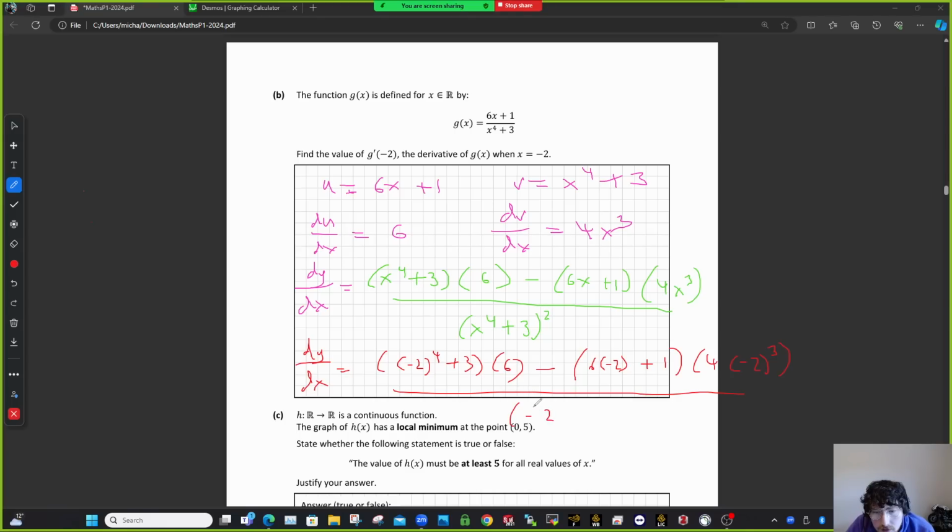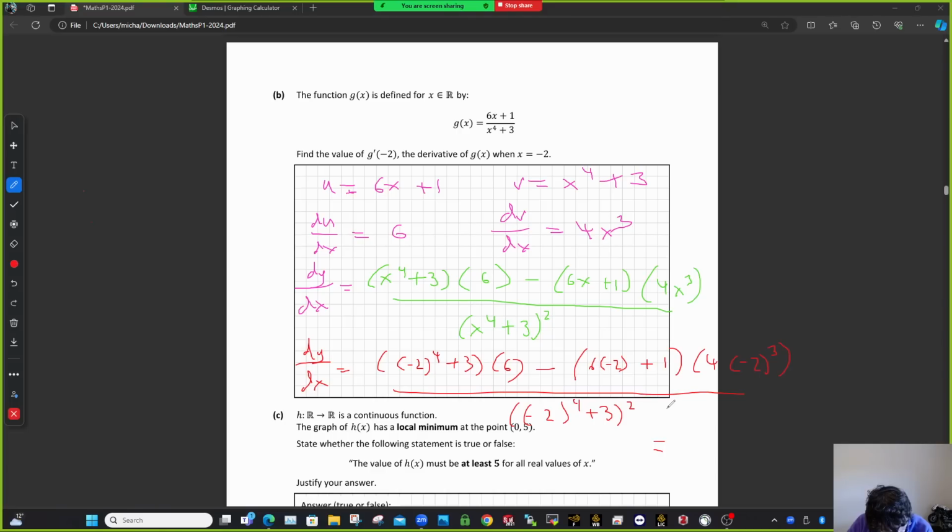Bracket minus 2 to the 4 plus 3, all to be squared. Now, if you multiply them out, you don't get any more attempt marks. That's it, that's the answer. So you just have to type that into a calculator, and if you do that, you will get a value.